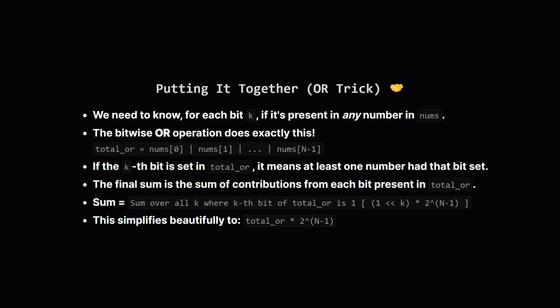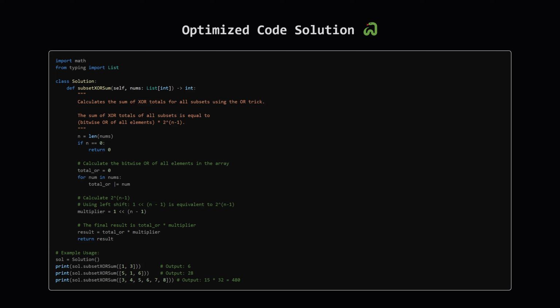Now, we know that each bit k that is set in total_OR contributes 1 << k times 2^(n-1) to our final sum. Adding these contributions up for all set bits in total_OR is mathematically the exact same as simply taking the total_OR value itself and multiplying it by 2^(n-1). How neat is that? And here's the Python code that implements this clever OR trick.